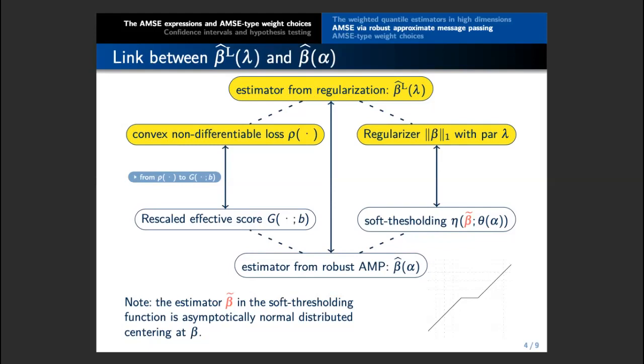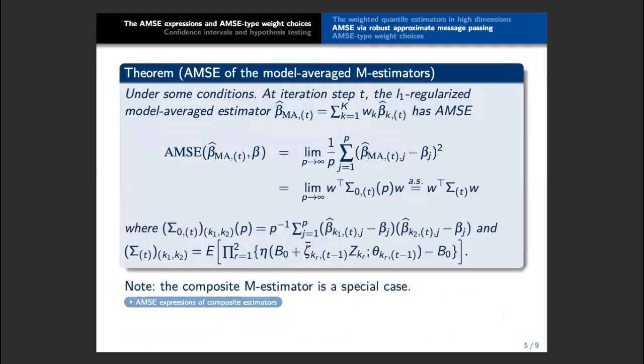robust AMP algorithm. And I want to note here that the argument, the estimator denoted by beta tilde in the first argument in the soft thresholding function is asymptotically normally distributed, centering at the true regression coefficient vector. And this estimator is quite critical for later deriving another estimator and for constructing the component-wise confidence intervals and hypothesis testing. From now on, we will work with estimators obtained from the robust AMP algorithm.